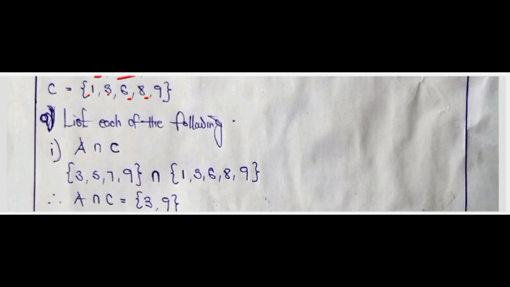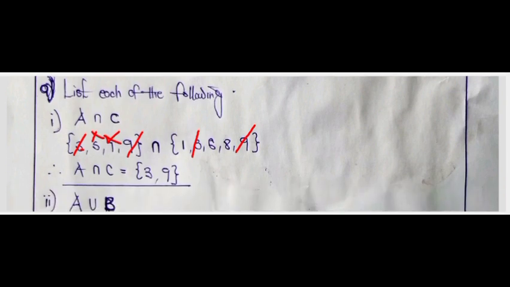Right, so which ones are the common members? So you just check. Do we have 3? Yes, we have 3 here, we have 3 there. Do we have 5? 5 is not there. 7 is not there. 9 is there and there. So there are only 2 members that are found in set A and C. And this is how we're going to write our answer. So we say therefore A intersection C is that one. It's as simple as that, ladies and gentlemen.